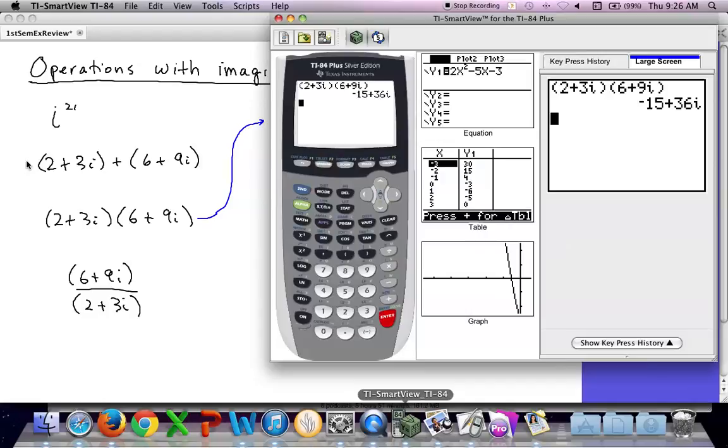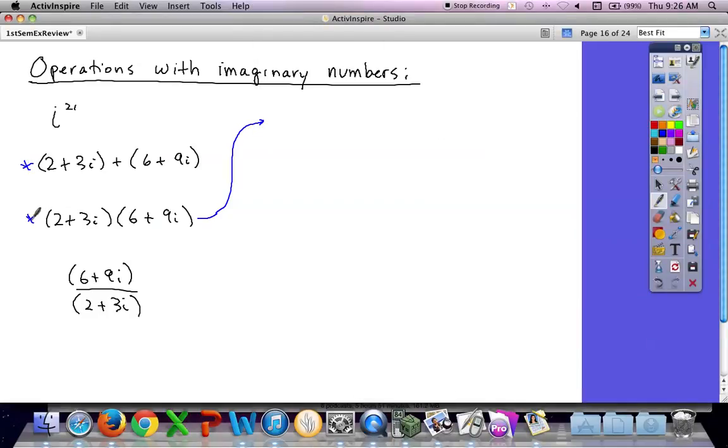So all of these can be done pretty easily in the calculator. My guess is that this one would give you a fraction, or it'd be decimals, and you'd probably want to turn them back into fractions. You know how to do that on the calculator, right? Math, enter, enter. If there's any confusion about it, turn them back into fractions. Math, enter, enter.